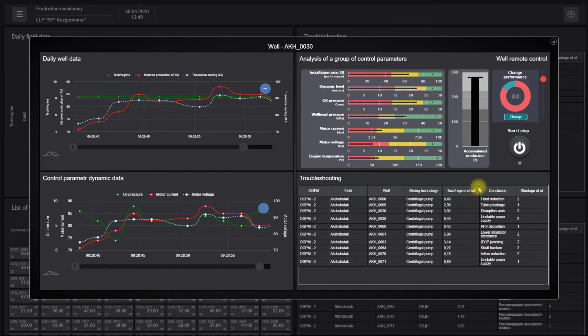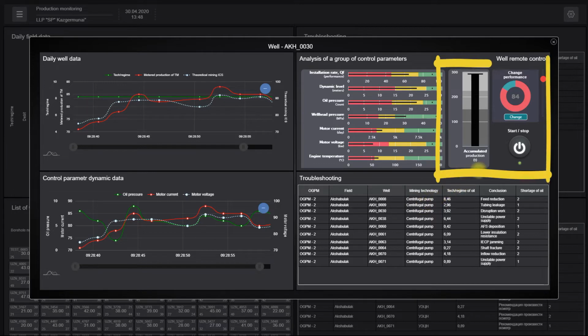For example, the system can warn us about the facts of a pump flow reduction, tubing leaks, works on disruption of the pump and other facts of a malfunction. Subsequently, the system has an ability to automatically create a well equipment repair request. This solution is relevant for wells with rod pump, centrifugal pump or screw pump production technologies. In this example, we consider centrifugal pump wells.